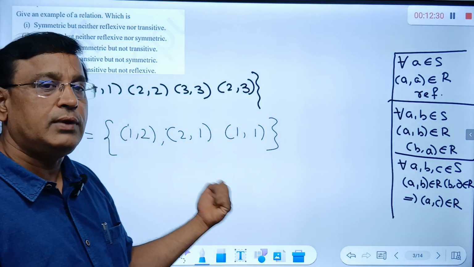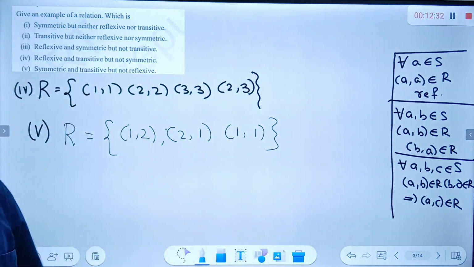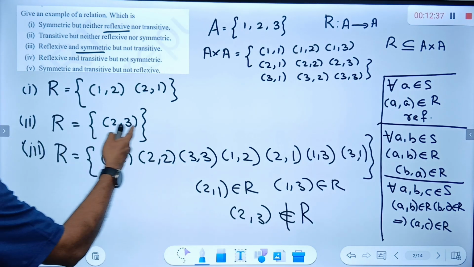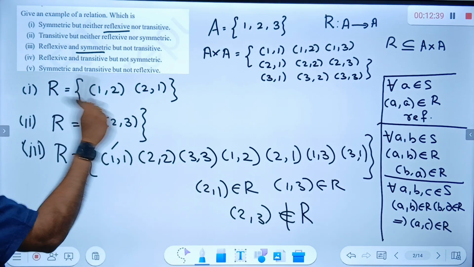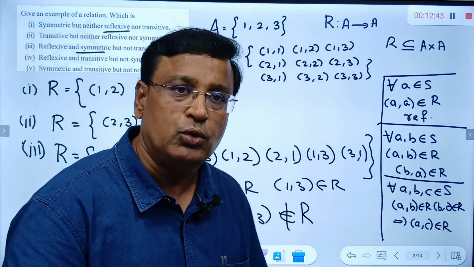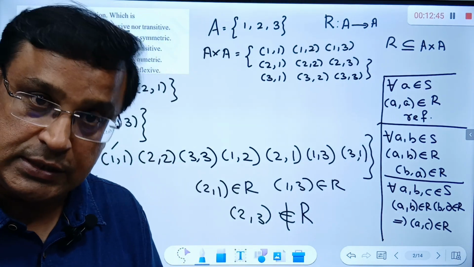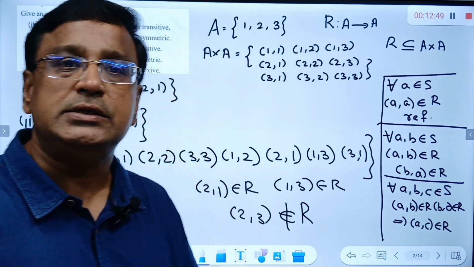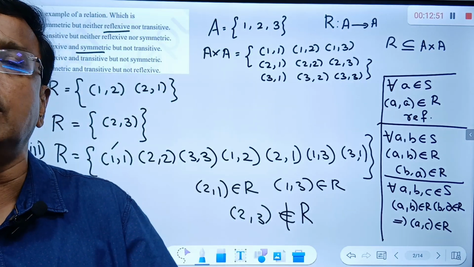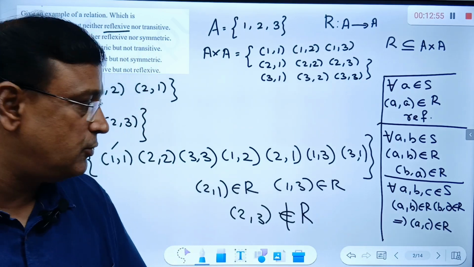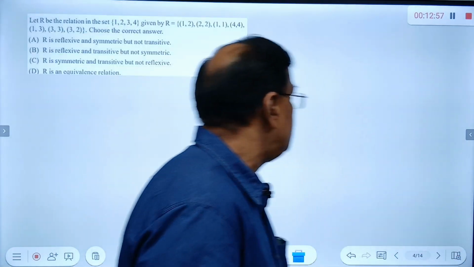If it doesn't satisfy, then it is not reflexive or symmetric or not transitive. The only confusion people may have is in the second subdivision. Please understand, for only transitive, you just have to have A comma B belongs to R. You don't have to have B comma C belong, not necessary. If AB is there and BC is there, then only AC should belong to R. Otherwise, if you have only AB belongs to R, it can be taken as transitive. Okay. I hope that is clear.